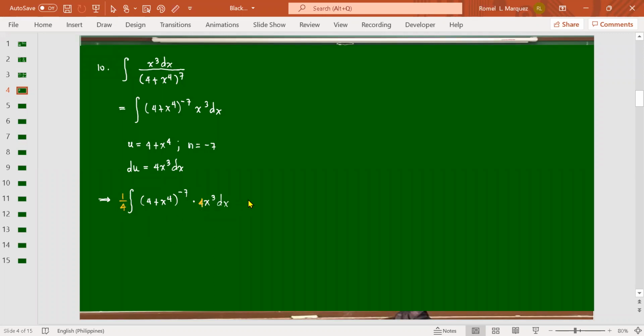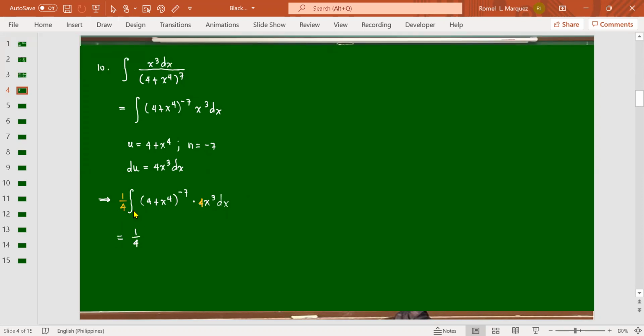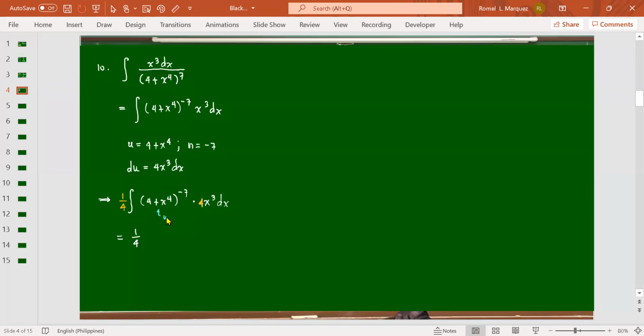A constant can be moved out of the integral. You can introduce a constant factor inside as long as you divide it outside. Is that clear, guys? Then all you have to do is read. So copy 1/4 integral of u to the n du. What is this? This is u, right? What about -7? That is n. What about this expression? Du. So what is now the sum? Integral of u to the n du.